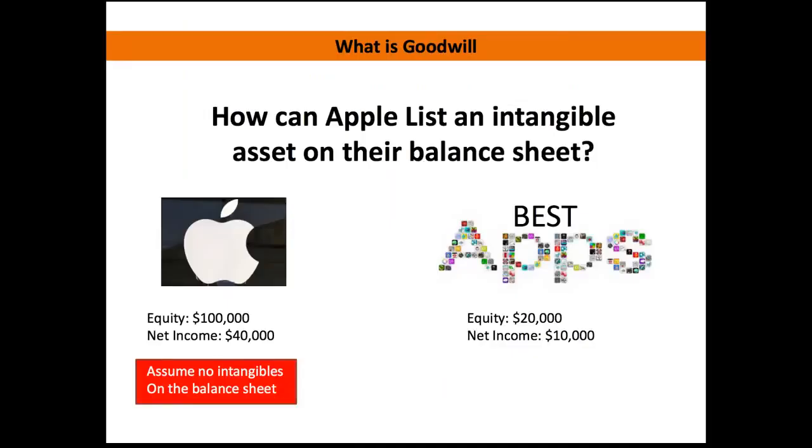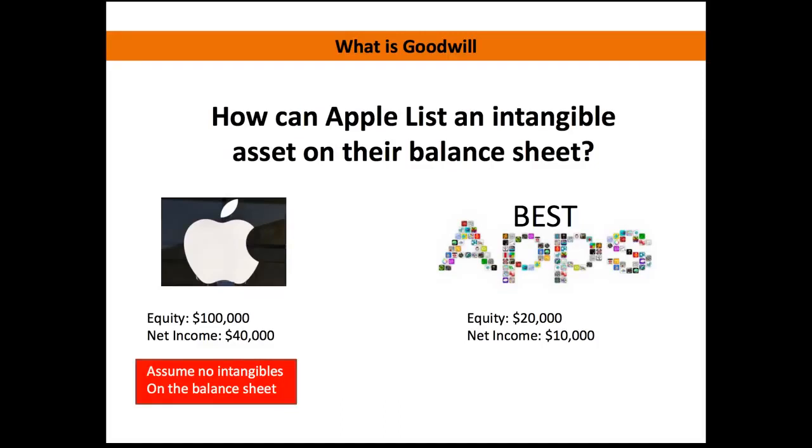So after seeing that, you might be asking yourself, how can they list something on there that doesn't physically exist? How do they know what that value is? And in order to do this, I'm just going to demonstrate this with two different companies here. On the left-hand side, we're going to say that we have the Apple company, and then on the right-hand side, we're going to say that we have a smaller company called Best Apps. And we're just going to assume that Apple wants to buy out Best Apps. They want that company to fall under their company as a subsidiary.